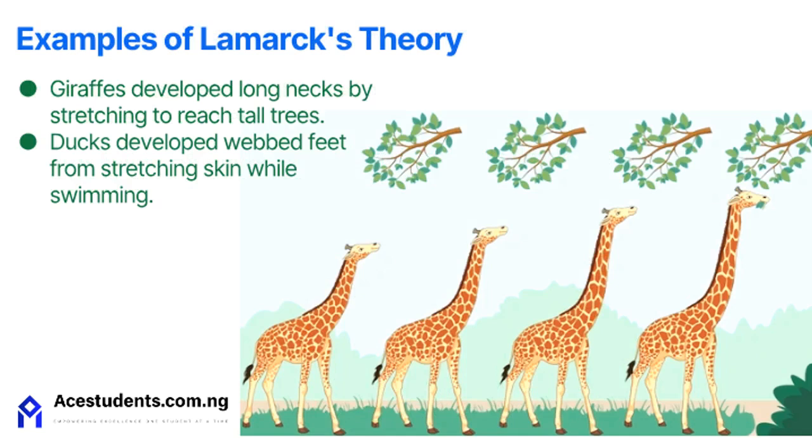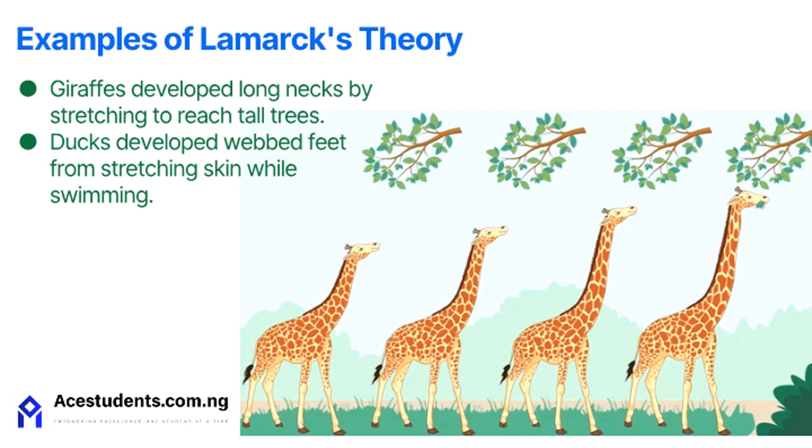Lamarck's ideas are illustrated with examples like giraffes. Lamarck suggested that ancestral giraffes originally had shorter necks. These giraffes lived in environments where food, such as leaves, was located on taller trees. To reach this food, they stretched their necks over time.